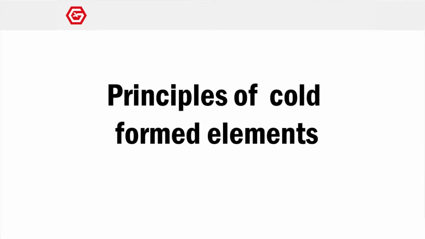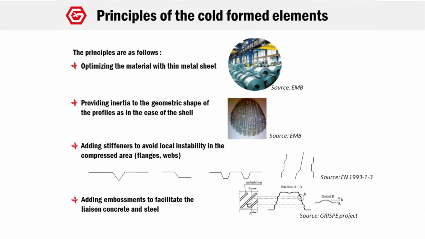Okay, now we are going to study the principles of the cold form elements. You can see that in fact there are 4 main principles. First, it is necessary to optimize the material. Secondly, it is necessary to find inertia, to give ribs to the elements. It is necessary to add stiffeners to avoid local instability in the compressed area. And sometimes you can add embossments to facilitate the liaison between concrete and steel. So I come back to the first.